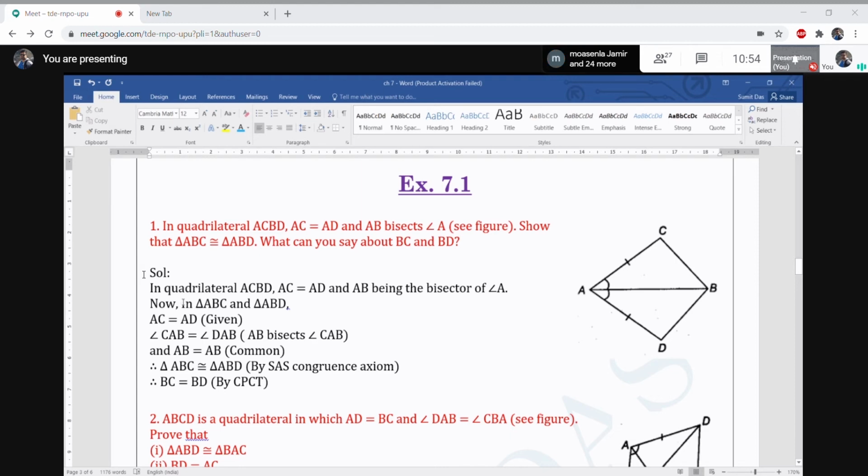Now in triangles ABC and ABD, here we don't have to write what we have to prove, no need to write this one. You can just do like this, or if you want, you also can write, no problem, because the 'show that' is already given. So consider these two triangles ABC and ABD. In these two triangles, AC equals AD, it is given.